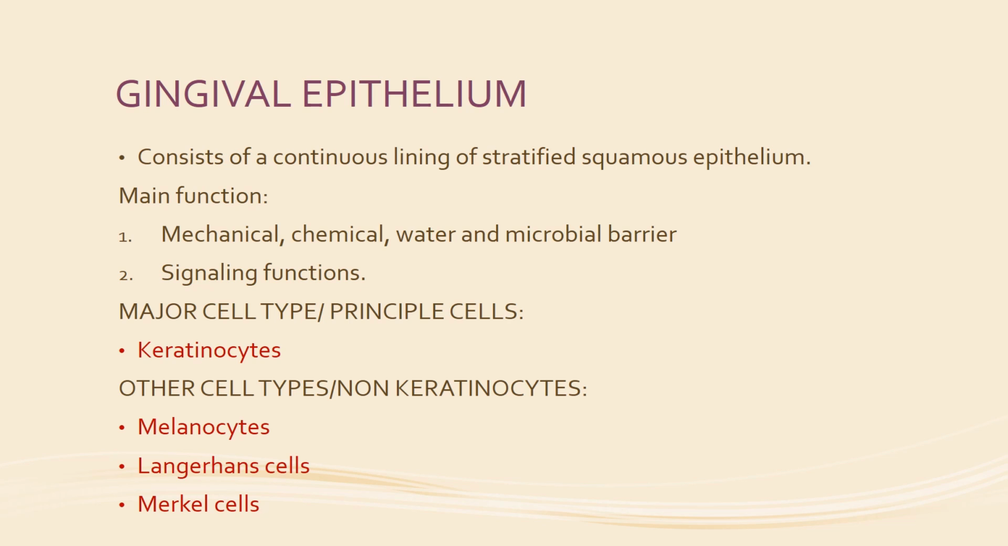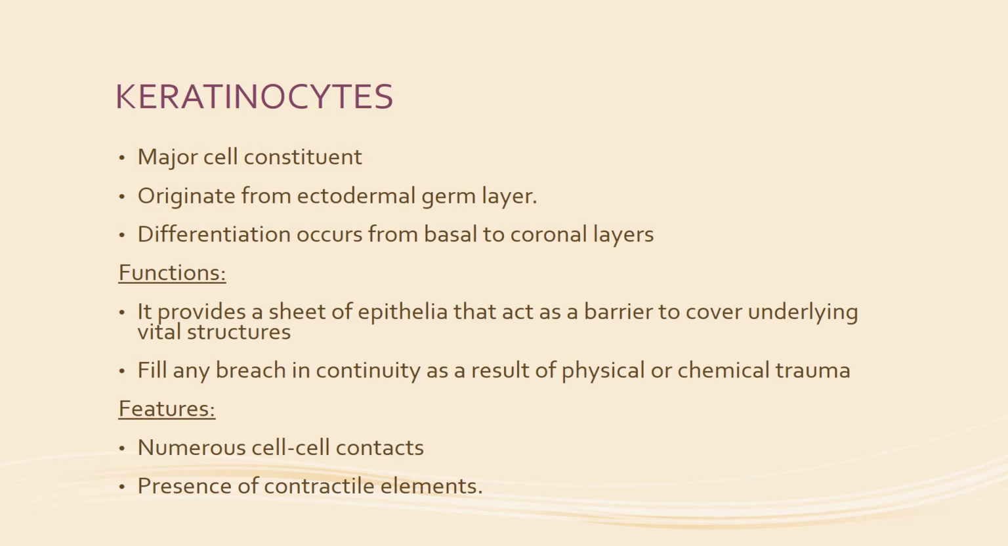The major cell type or principal cells of a gingival epithelium is keratinocytes. Other cell types, or non-keratinocytes, are melanocytes, Langerhans cells, and Merkel cells. Coming to the keratinocytes, their major cell constituent originates from the ectodermal germ layer. Differentiation occurs from the basal to coronal layers. Its function is to provide a sheet of epithelia that acts as a barrier to cover underlying vital structures. It fills any breach in continuity as a result of physical or chemical trauma.